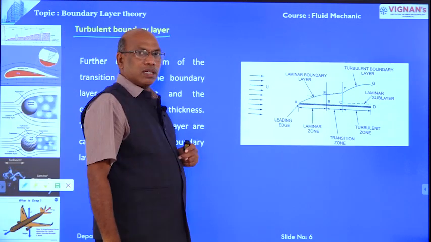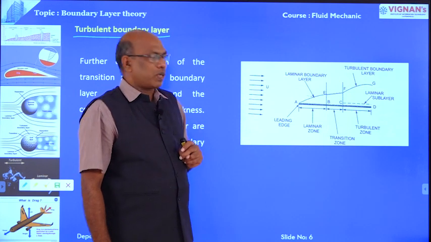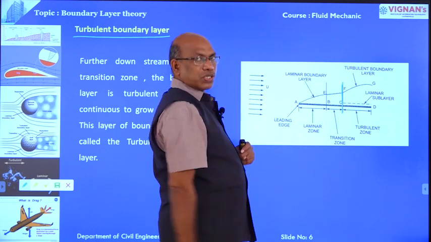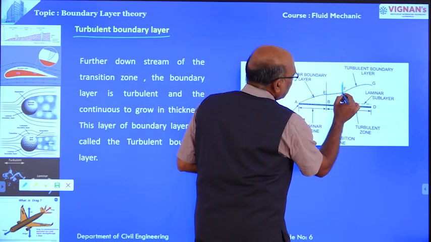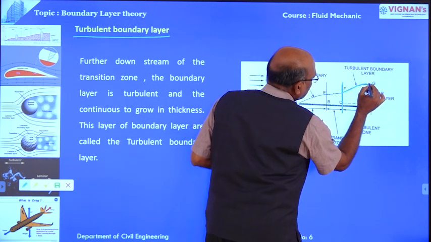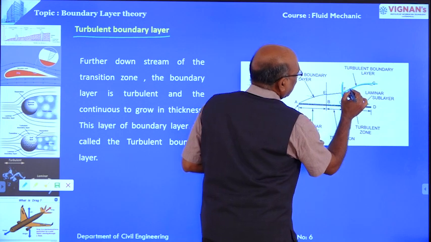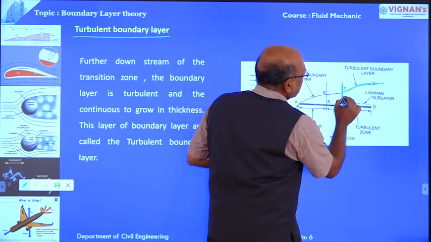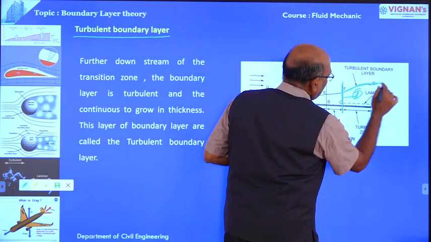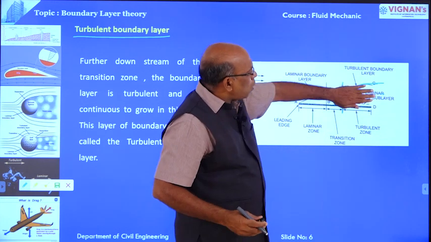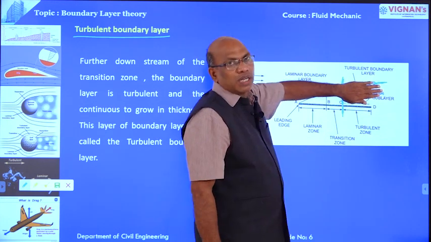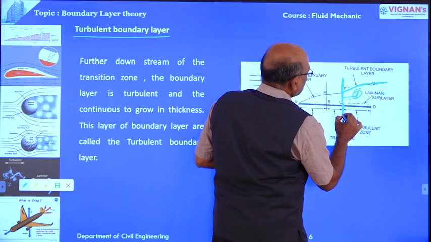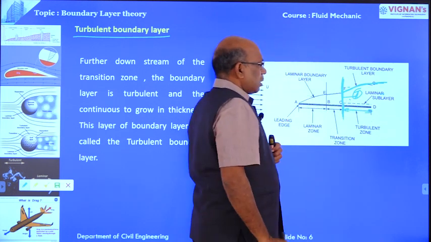Turbulent boundary layer. What is the definition of turbulent boundary layer? Beyond the transition zone, the boundary layer thickness gradually, continuously increases, and the flow in this area is turbulent. This zone is known as the turbulent boundary layer, the distance beyond the transition zone.